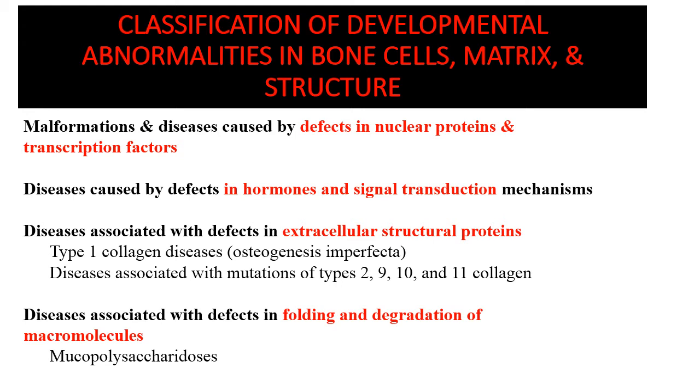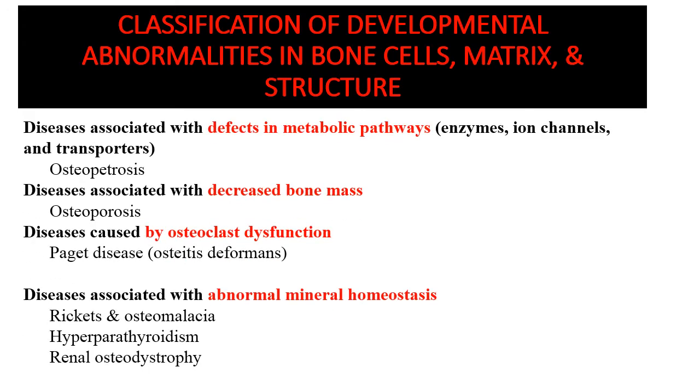And then there are other types of diseases, the groups of diseases that are associated with defects in metabolic pathways, enzyme, ion channels and transporters, and the commonest and the important one among these is osteopetrosis or marble bone disease. The disease that is associated with decreased bone mass is osteoporosis, that is characterized by presence of spongy and soft bone and with decreased bone mass.